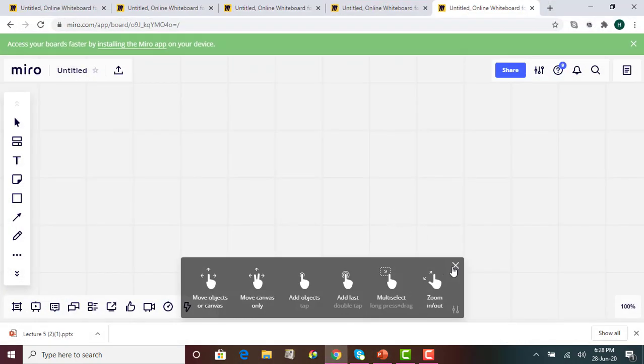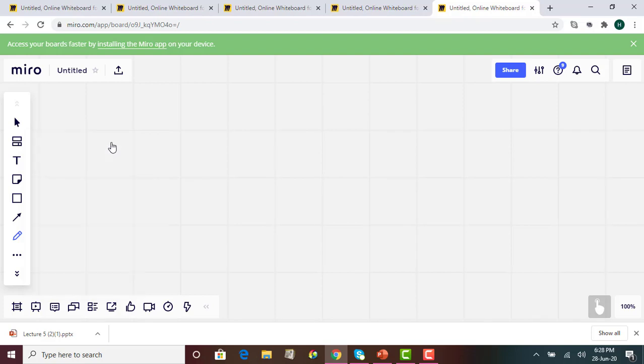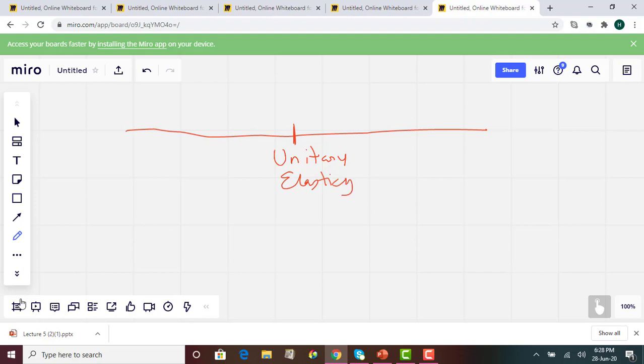Let's say I first want to do this line so you understand. So let's say we have a line. In the middle we will have unitary elasticity, and unitary elasticity will be 1. The coefficient will always be 1. We're going to look at it a little bit later on, but basically under unitary elasticity the coefficient will be 1.